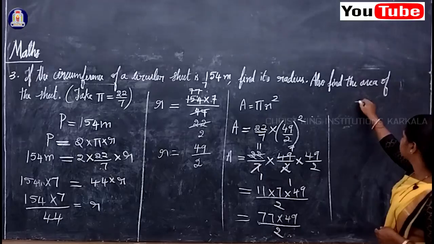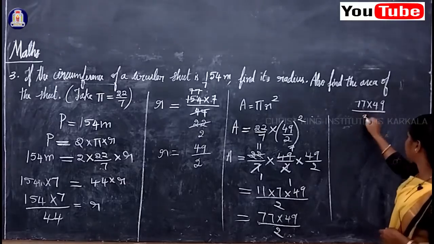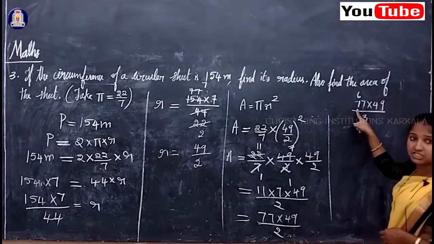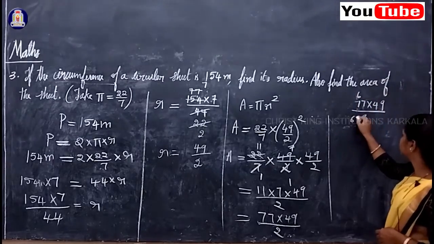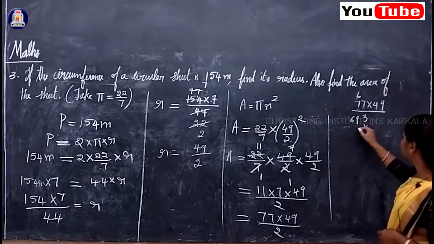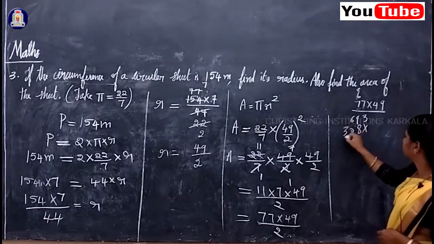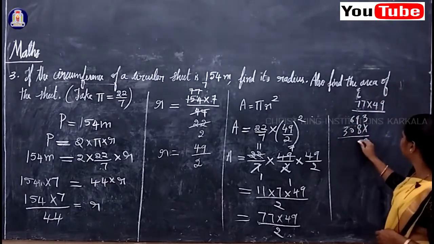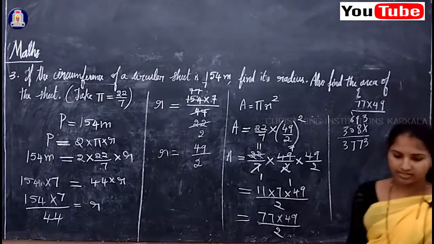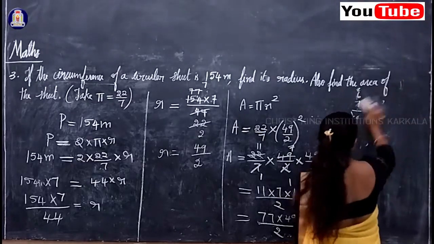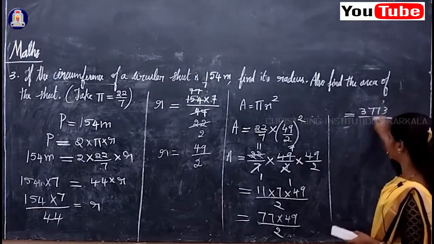If I multiply 77 into 49: 9 sevens are 63, 6 remaining, 7 nines are 63, correct? 63 plus 6 is 69. 4 sevens are 28, 28 plus 6 is 34. So the answer is 3773, and I get 3773 divided by 2.